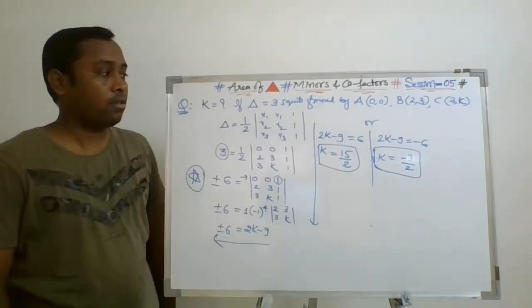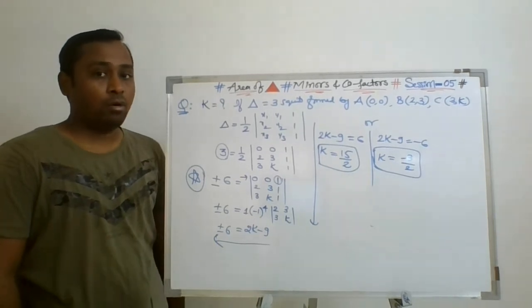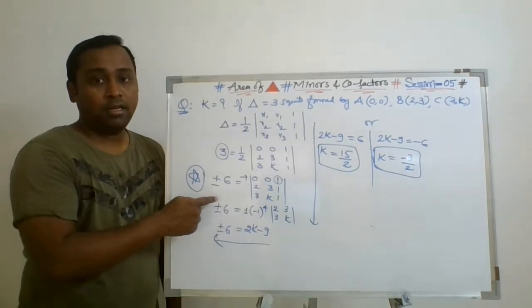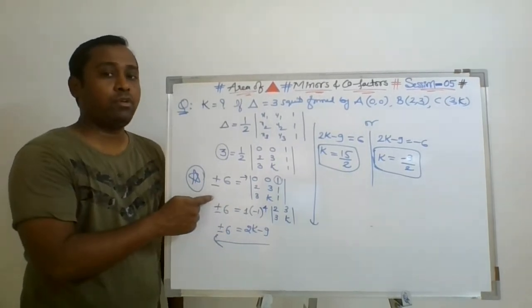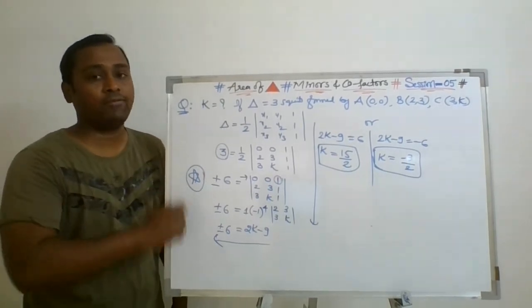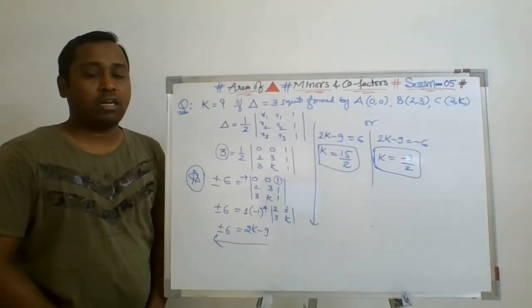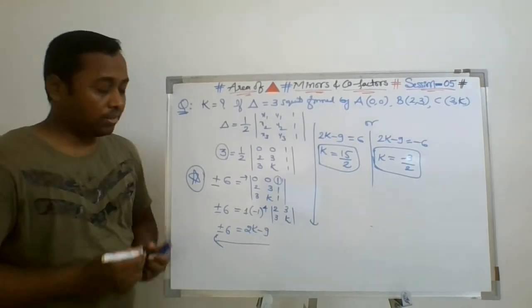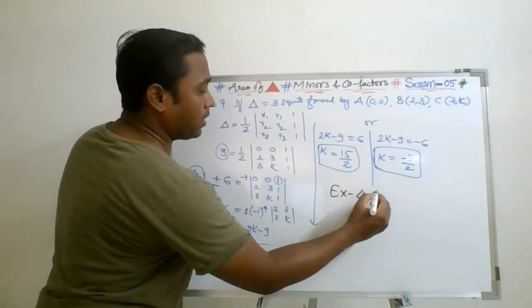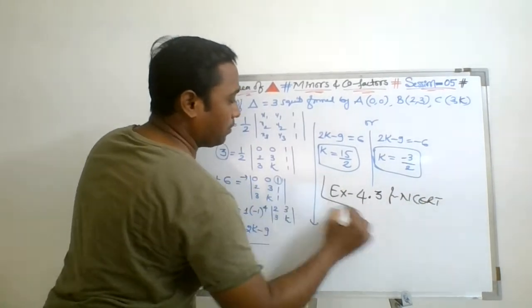Fine. So this is the way to solve for the missing value when the area of the triangle is given. The only catch of this solution is that before expanding this determinant you need to consider this value as plus and minus both, and you have understood why we have taken this. So here we can say that the area of triangle concept is over. Based on this, you can now finish exercise 4.3 from the NCERT textbook thoroughly.